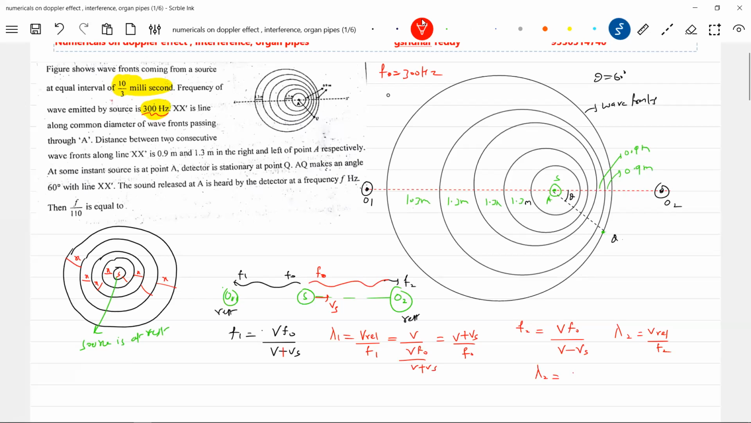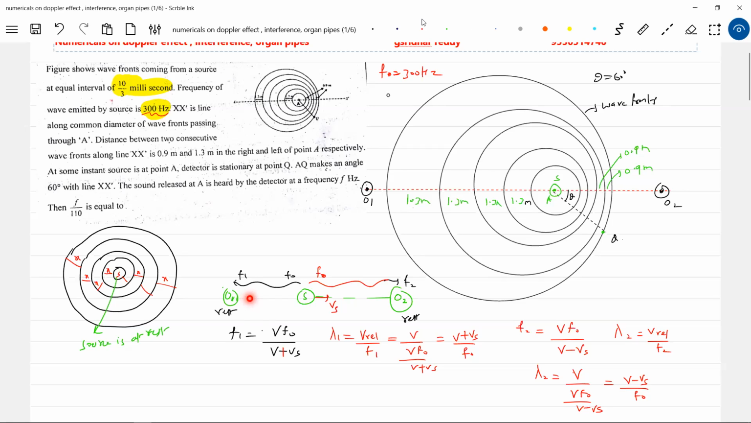V relative is what will be V. Okay, I agree with this, no problem. Tell me where the wavelength is more. For which observer will the wavelength of the waves be more? For the first observer.